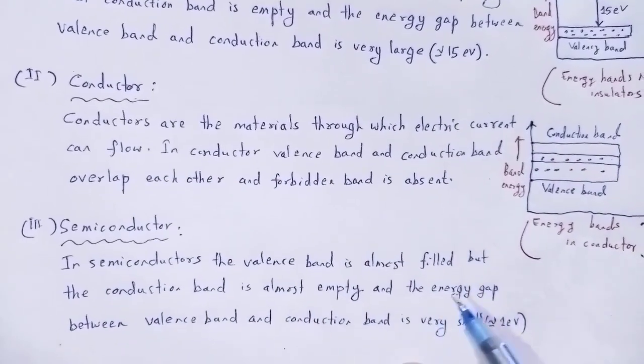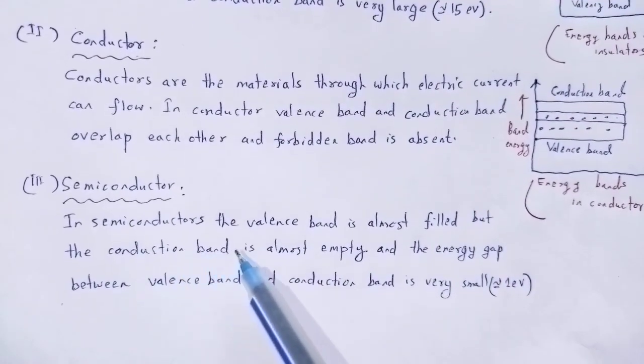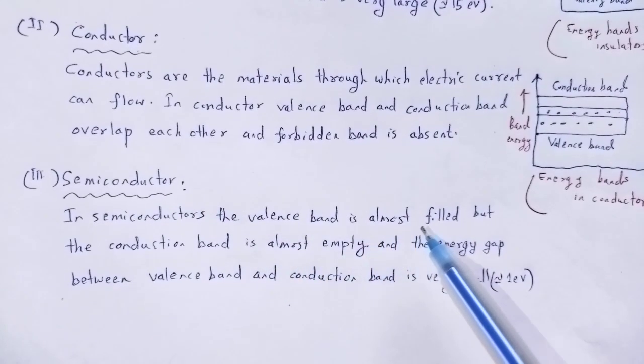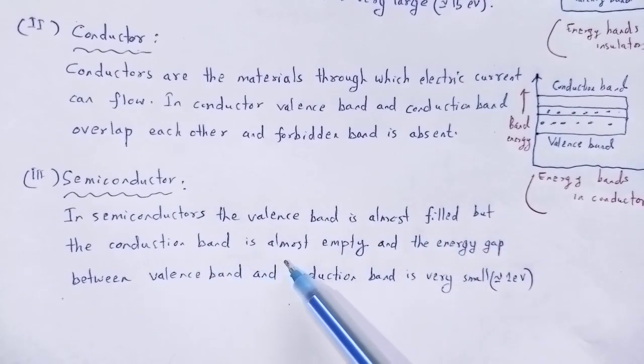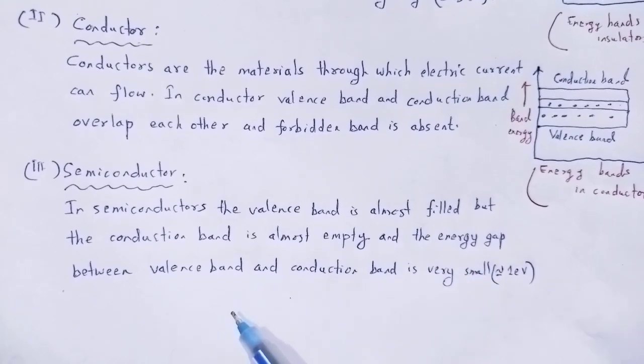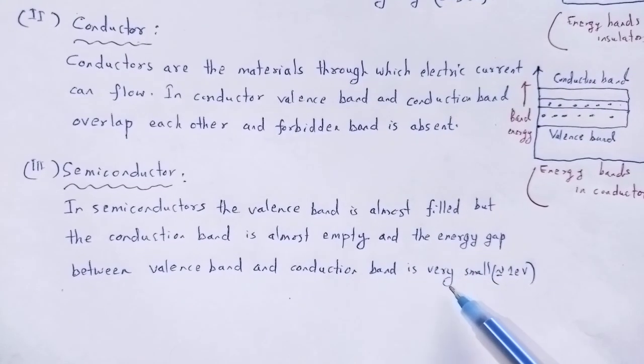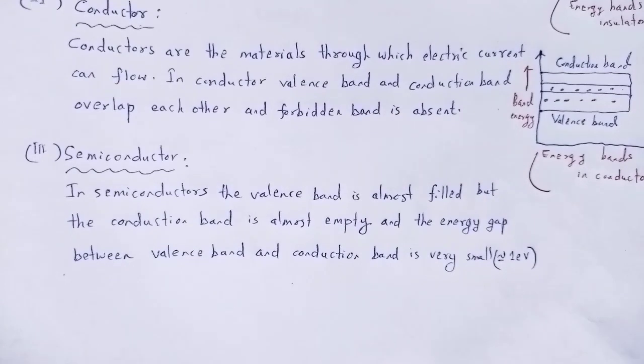Next, for semiconductor, in semiconductors the valency band is almost filled, but the conduction band is almost empty, and the energy gap between the valency band and conduction band is very small, around 1 electrovolt.